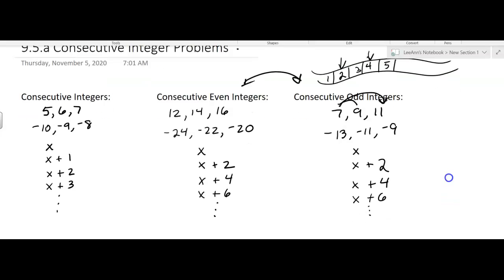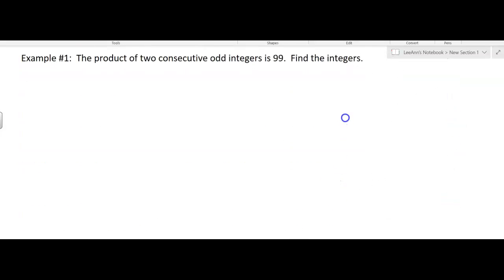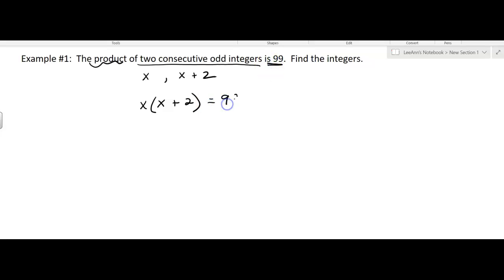All right, so let's do a little example now. The product of 2 consecutive odd integers is 99. Find the integers. So we need 2 consecutive odd integers. The first one's going to be x, and the next one's going to be x plus 2. That's how we set up consecutive odd integers. Now it says the product of the 2 consecutive odd integers. That means we need to multiply. So x times x plus 2. That's the product. And it says the product equals 99.